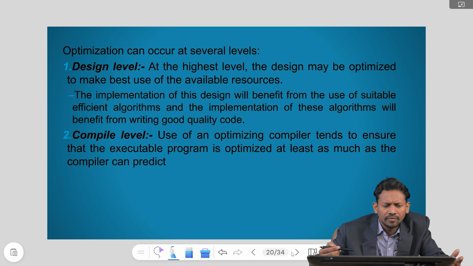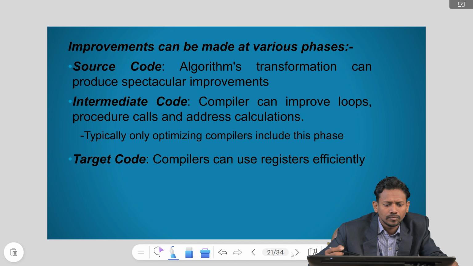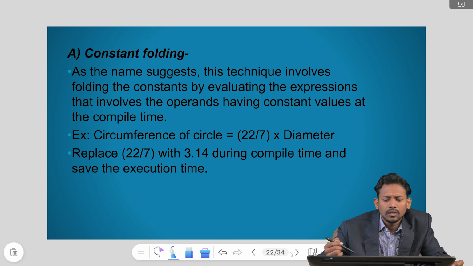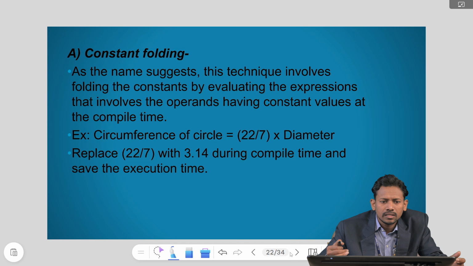Optimizations can occur at different levels, in the design level and the compilation level. Improvements can be made at various phases. Source code optimizations, intermediate code optimizations, and target code optimizations can all be done. So we will see some of the techniques of code optimization.